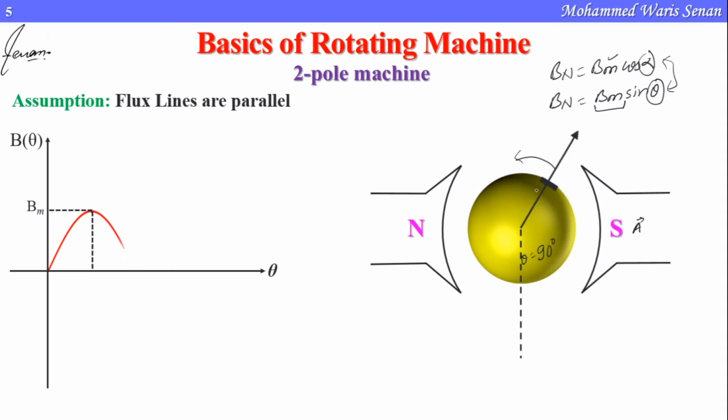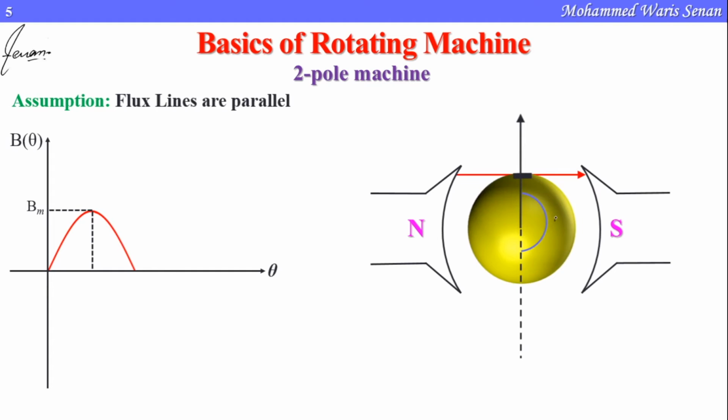If you rotate this rotor by 90 degrees more, in this case theta will be equal to 180 degrees. When theta is 180 degrees, let us calculate the value of the normal component Bn. It will be Bm sin 180 degrees.